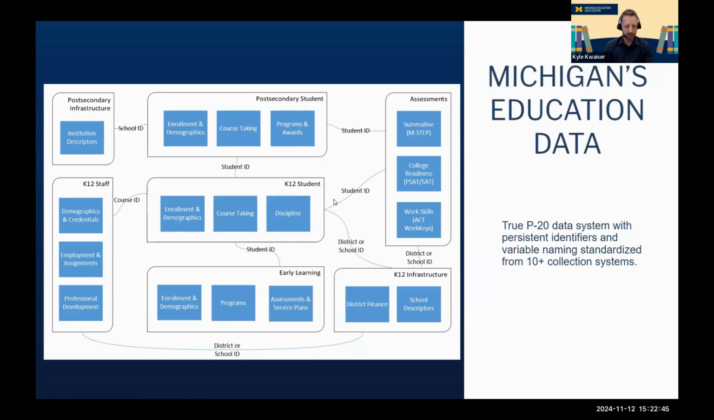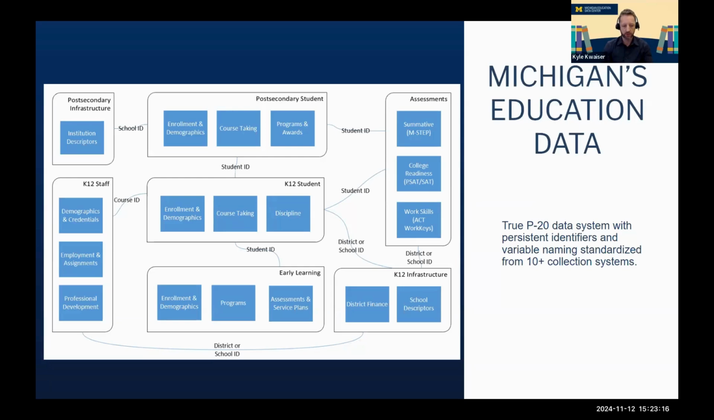On the K-12 side, over on the left-hand side, we have the K-12 staff. So who are the teachers, the bus drivers, the administrators who are interacting with students, and we have their demographics, credentials. We know when their employment started, when it finished, maybe what schools they moved to, and for teachers, we know what grades they're teaching and what classes they're teaching in many cases. Along with that also is the professional development.